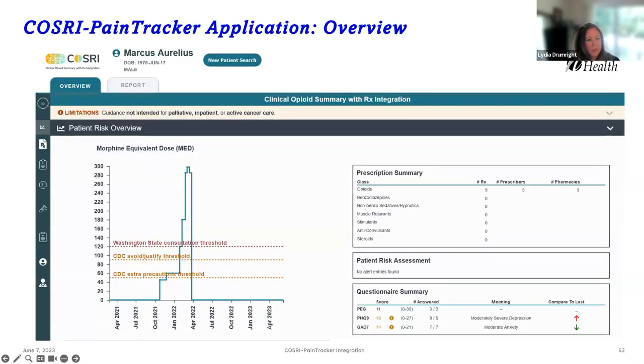So if you recall from the previous screen that I showed you with Causery alone and not Causery Pain Tracker, I have an additional box at the bottom of those summaries, and that last box is your questionnaire summary from Pain Tracker. I'm just showing three of the elements right now, but it shows you what their scores are and whether or not that's up or down from the last time they completed Pain Tracker, because they complete this for every visit.